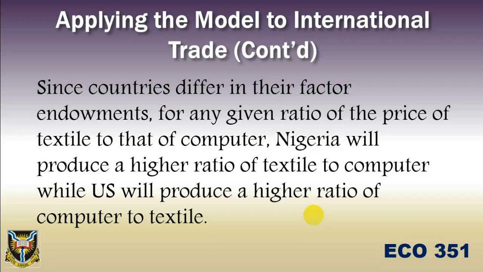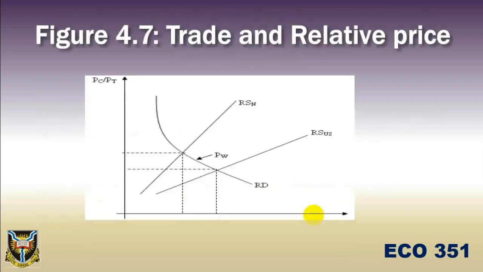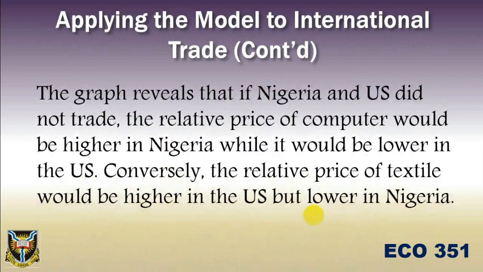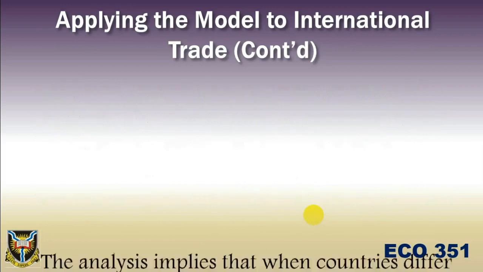The RD line is the relative demand curve, and it is downward sloping. The RD is the same for both Nigeria and US due to our earlier assumption. The graph reveals an important outcome. If Nigeria and US did not trade, the relative price of computer will be higher in Nigeria, while it will be lower in the US. Conversely, the relative price of textile will be higher in the US but lower in Nigeria.